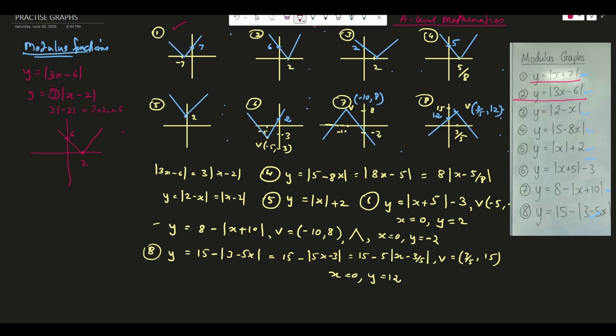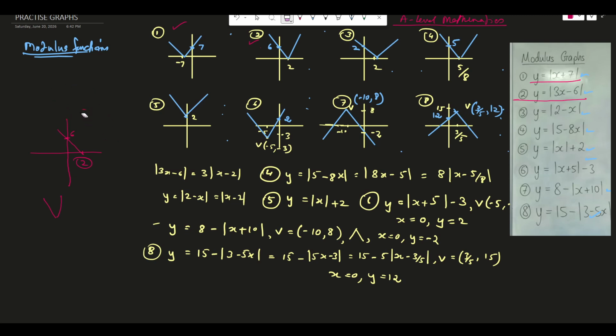And this V shape will be slightly compressed because of this 3. Can you see this V shape is slightly compressed? But the vertex is at 2. You can see here 2, and the y-intercept is 6. Can you see? It's 6. So this is the answer for the second one. Now let us go to the third one.